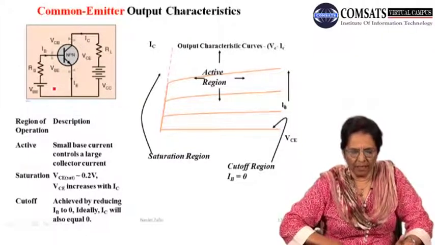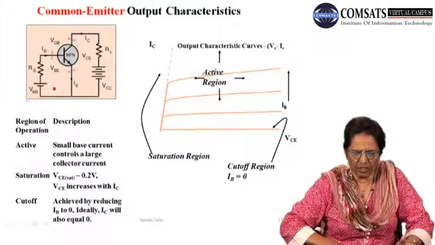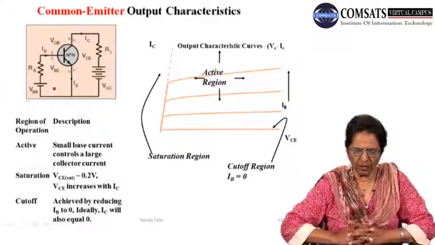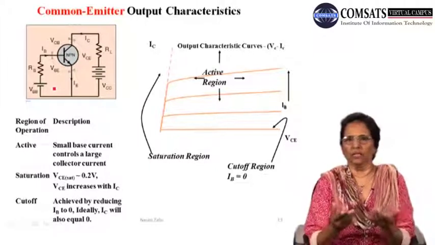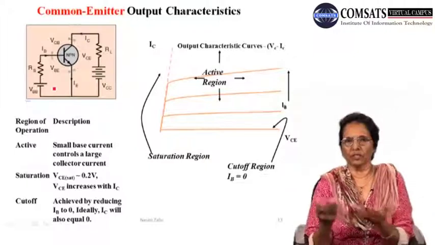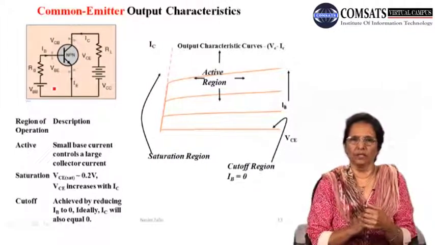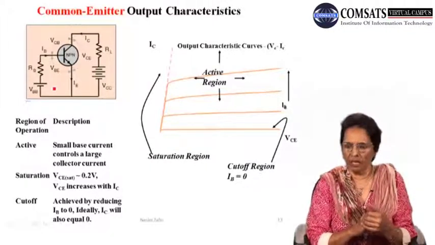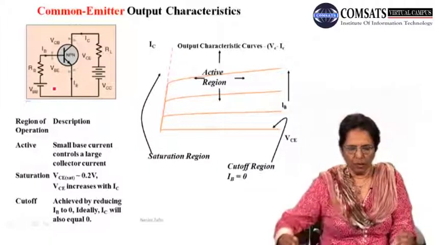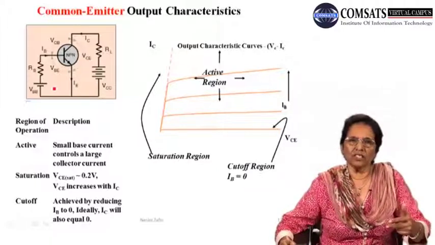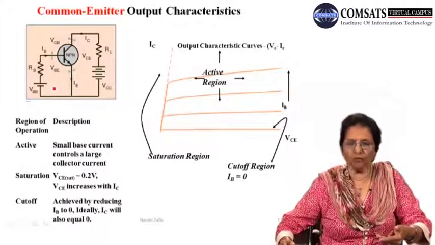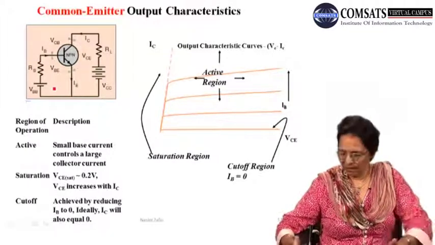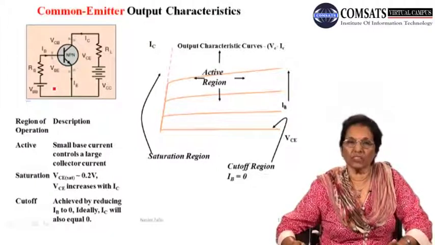And in the cutoff mode, which is achieved by reducing IB to 0, obviously IC would also become 0, because logically, if there is no input base current, then you would not be getting any output current. So by alternating these two modes, the saturation mode and the cutoff mode, we can define that the transistor can be utilized as a switch.